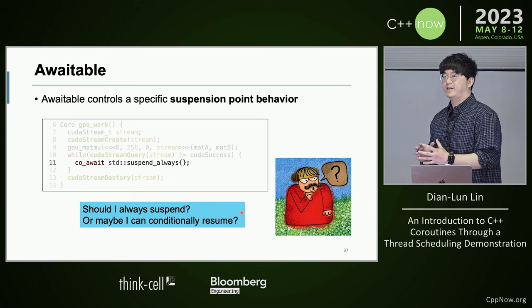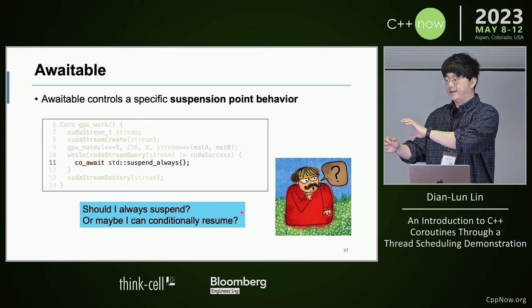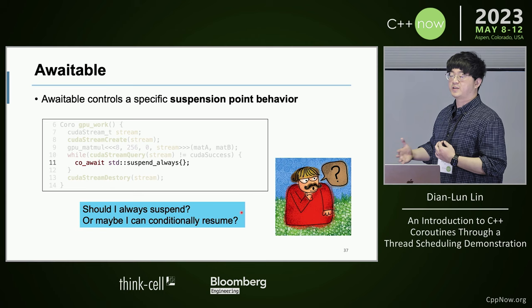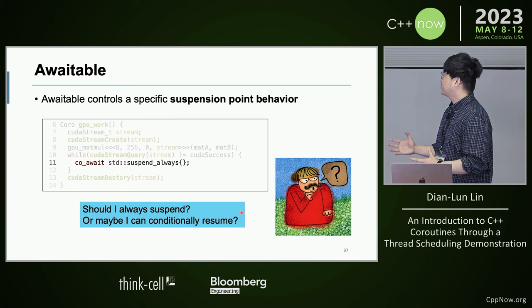You don't need to bundle the coroutine state and then suspend and go back to the caller. Sometimes I just want to directly resume because I meet some conditions. And that's what awaitable does. Awaitable controls a specific suspension point's behavior.